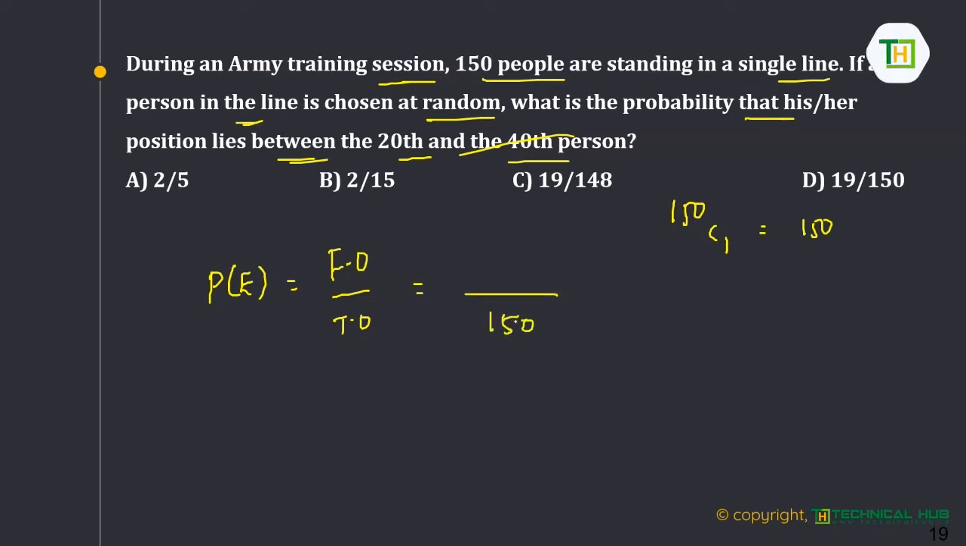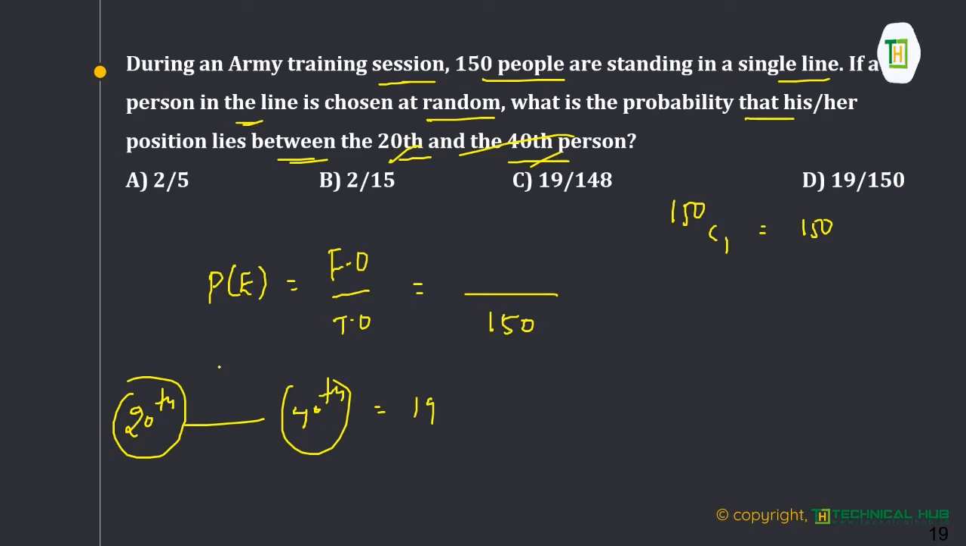And what is being asked here? For favorable outcomes, they're asking that the person's position lies between 22 and 40. So how many persons are there between 22 and 40? Only 17 persons between, because they're not including 22 and 40. So you have to take between. So between means 23, 24, and so on up to 39.